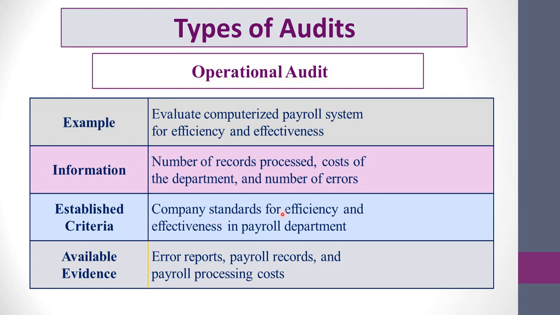يبقى هيبقى ال company standards for efficiency and effectiveness in payroll department. طب ال evidence بقى ال available evidence اللي هيعملها comparing بال established criteria to be sure that the information is following the established criteria هيبقى ال error reports وال payroll records وال pay processing costs. This is the first type of the auditing is operation audit.